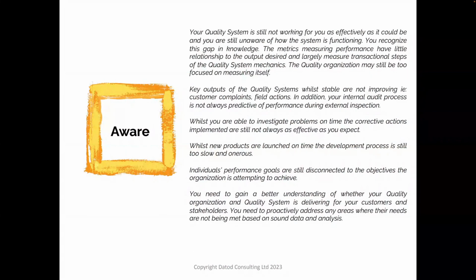So an organisation that has moved on slightly to aware has an understanding of the link between the metrics being measured and the outcomes of the quality system you're trying to drive. But very often the organisation is still largely inwardly looking, measuring itself in terms of a lot of the metrics and KPIs. Many of the metrics are stable, but they're not really improving. So complaints and field actions aren't getting any worse, but conversely, they're not getting any better. Very often the internal audit process is not catching things that external inspectors are catching when they come to your plant. And an organisation at this level is actually able to investigate problems, but very often the corrective actions that are implemented aren't as effective as they expected.